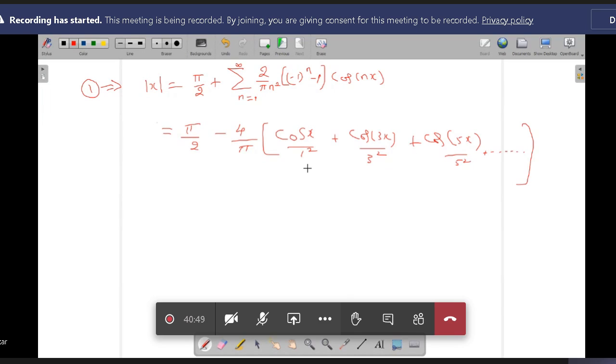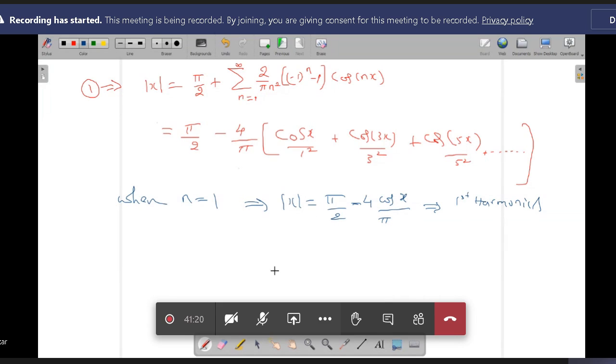If you take the first term, n equal to 1, mod x equals pi by 2 minus 4 cos x divided by pi. This is the first harmonic, we call it the first harmonic. This is one type of analysis.